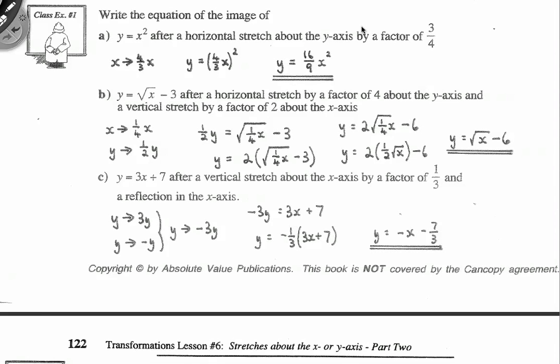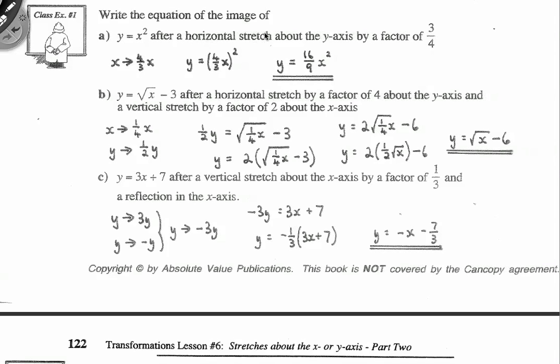So after reviewing the part above here, let's just move on to class example 1 in your workbook. Write an equation of an image of y equals x squared after a horizontal stretch about the y-axis by a factor of 3/4. So what does that mean?